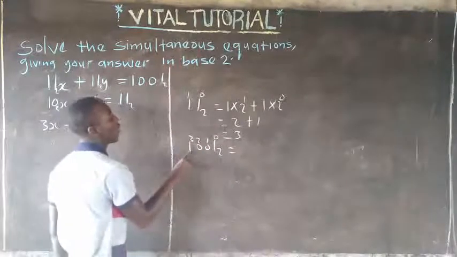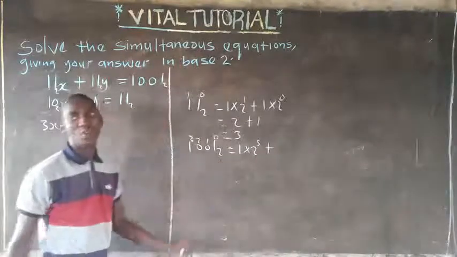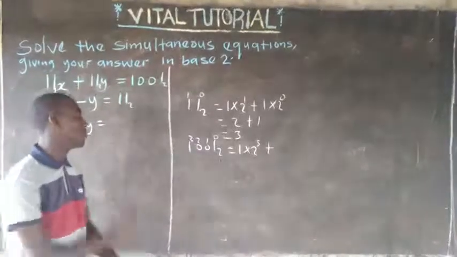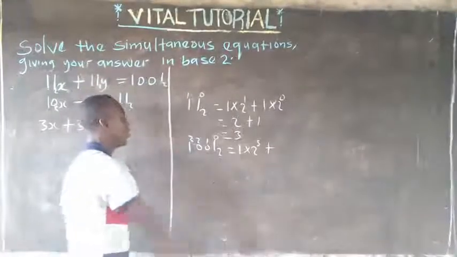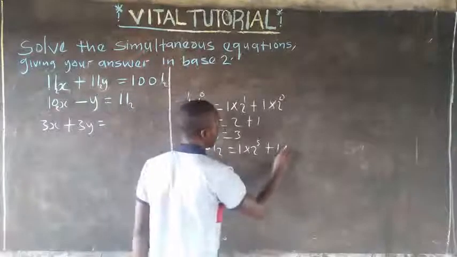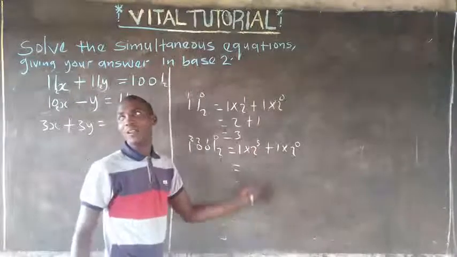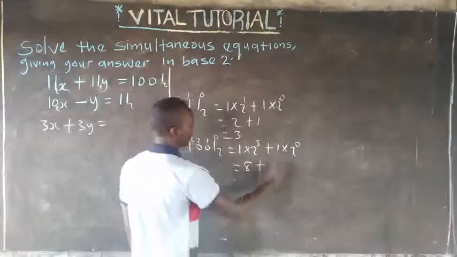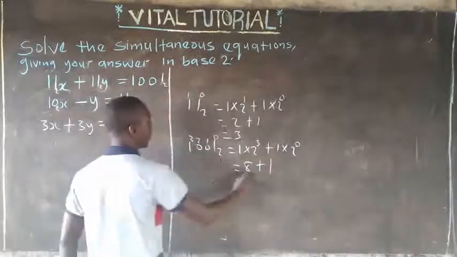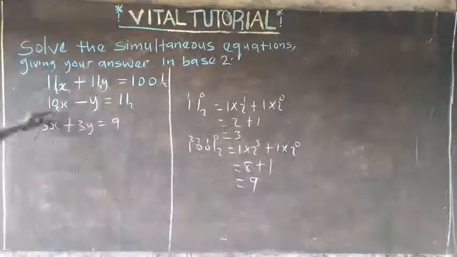Now to convert 1001 base 2 to base 10, positions 0, 1, 2, 3. So this is 1 times 2 to the power of 3 plus, now stop wasting your time. Anytime you see 0, anything multiplied by 0 will always give us 0. So anytime you see 0, just leave that. Now come back here: 1 times 2 to the power of 0. 2 to the power of 3 is 8, 8 times 1 gives us 8, plus 2 to the power of 0 gives us 1, 1 times 1 gives us 1. So 8 plus 1 gives us 9.